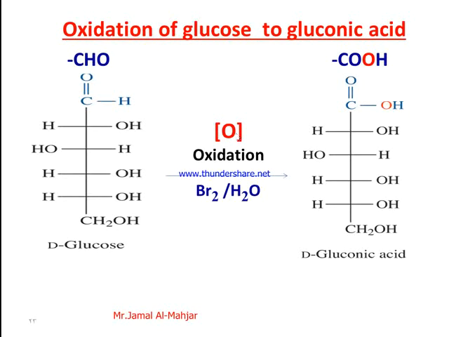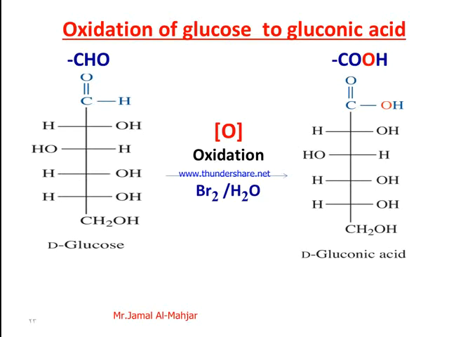This oxygen is produced by reacting bromine in water. We call it bromine water. Here we have bromine inside the water. This is a soft oxidizing agent. We need a soft oxidizing agent because glucose has an aldehyde group with a hydrogen atom, and this hydrogen atom can be oxidized easily. You have to memorize this.